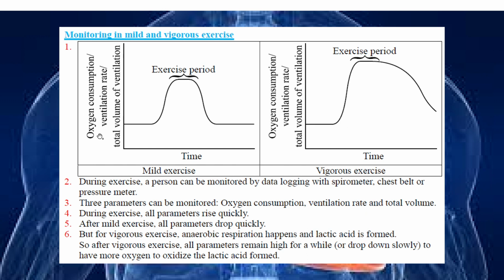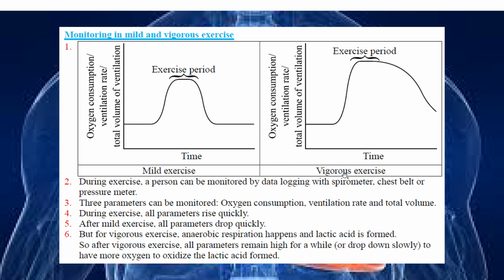All these things go up and down together. When you do exercise, everything goes up. When you stop doing exercise, everything goes down. But there are two kinds of exercise. When it is mild exercise, no problem, aerobic respiration, right? So it goes up, and then when you stop exercise, it goes down quickly.